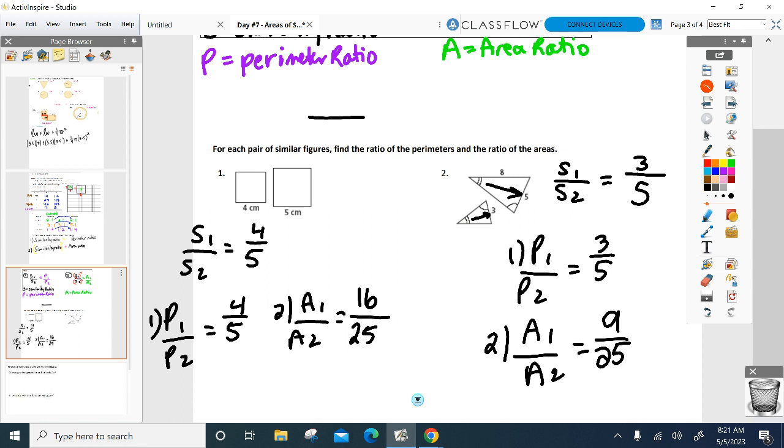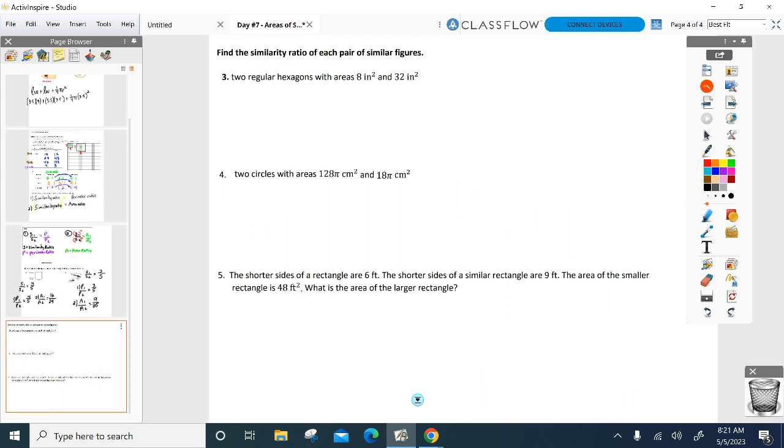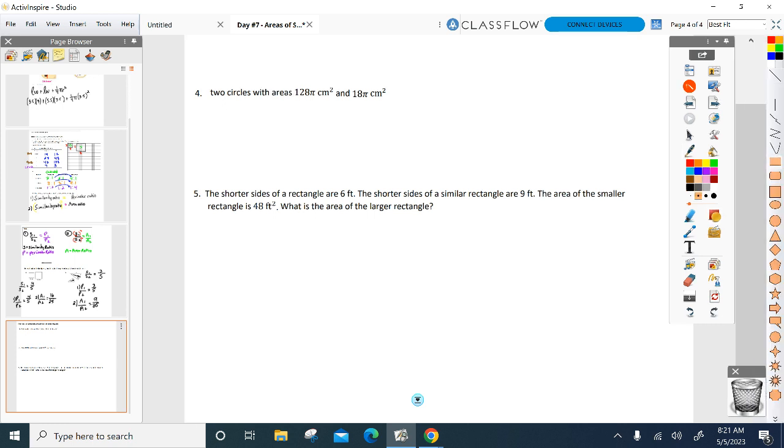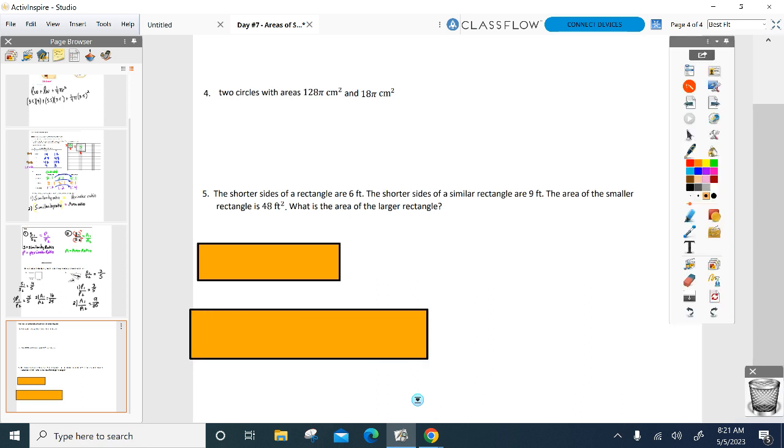Questions? All right, I'm skipping to the last problem because of time here, because the last problem is basically everything you're doing over the weekend in the textbook. I got 2 similar rectangles, so let me just get a visual here. The shorter side of one rectangle is 6 feet. The shorter side of a similar rectangle is 9 feet. The area of the smaller one's 48. What's the area of the larger one? There's my picture.